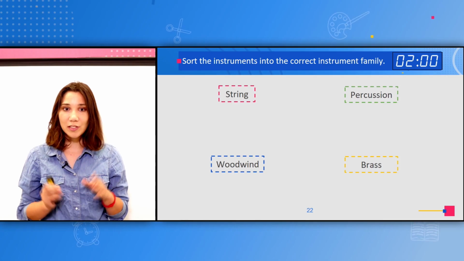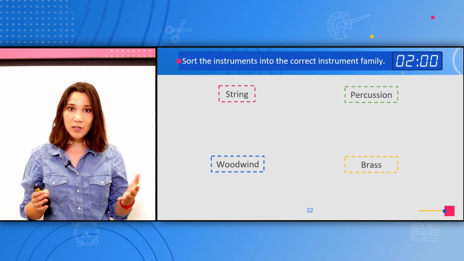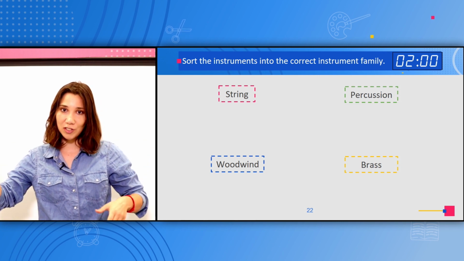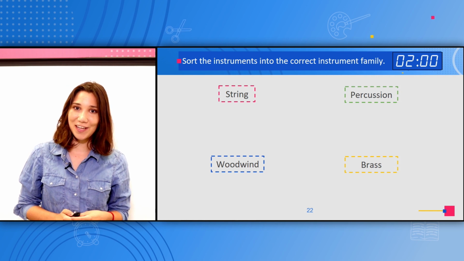I want you to sort the instruments into the correct instrument family. So if it's a string instrument, put it together. Percussion instruments, they go together. I'll see you in 2 minutes and we'll check your answers.